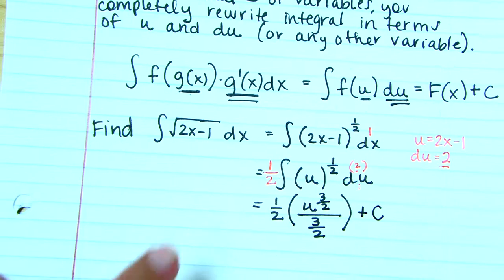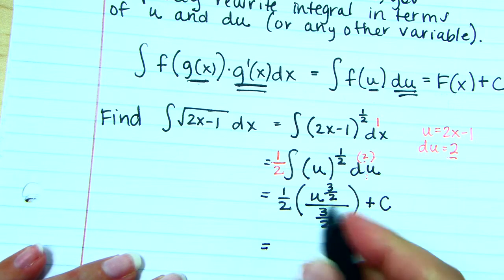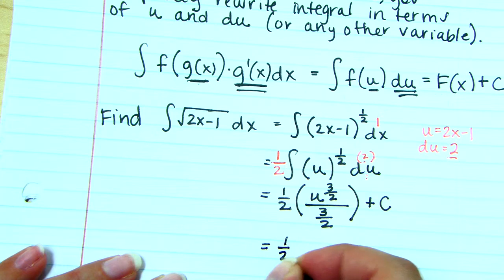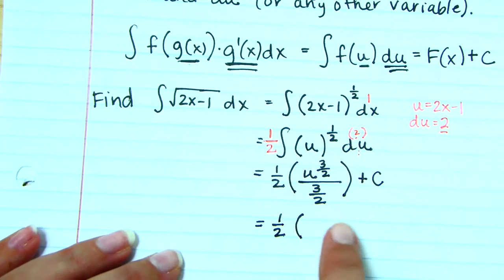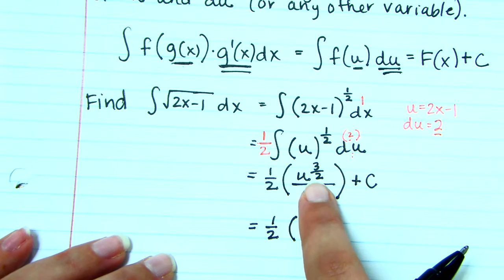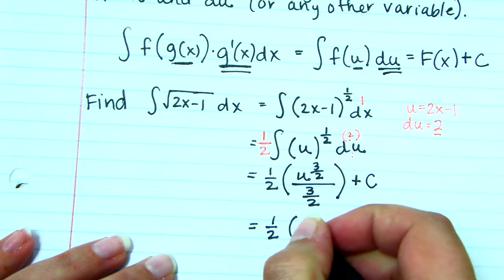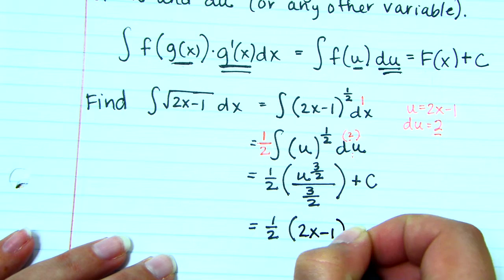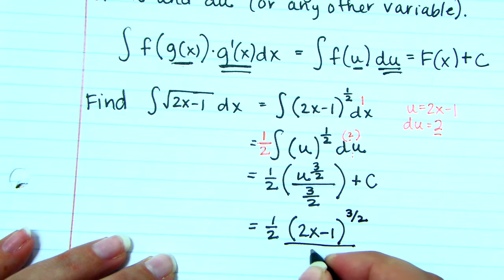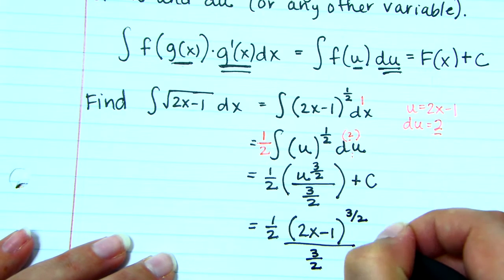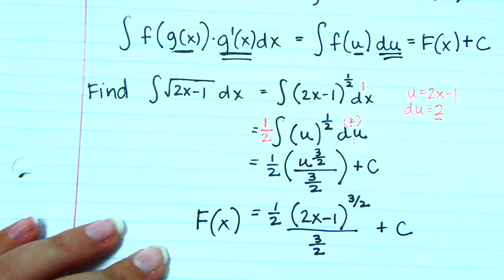Plus c. Now, you need to go back and fix that u. I'm not saying that you need to go back and clean this up or simplify it. I'm just saying you can't leave it in its u substitution form. You're going to need to go back and plug in what u was. So 2x minus 1 to the 3/2 over, and you could leave it like this. And that is our antiderivative.